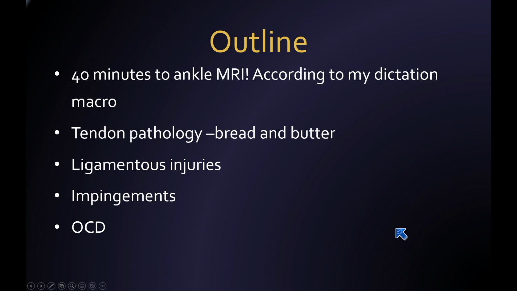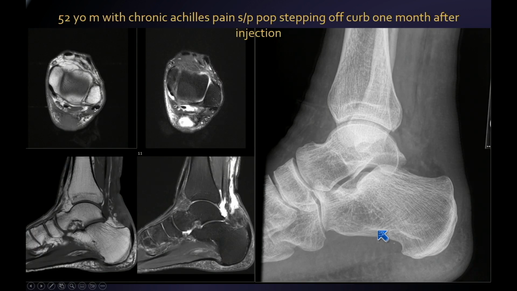So how I structured this talk is actually just based on my dictation macro. So I start with some of the common pathology. We'll take a tour around the tendons, finish up with ligaments, and also some impingements, and then, of course, the dreaded OCD or the osteochondral defects.